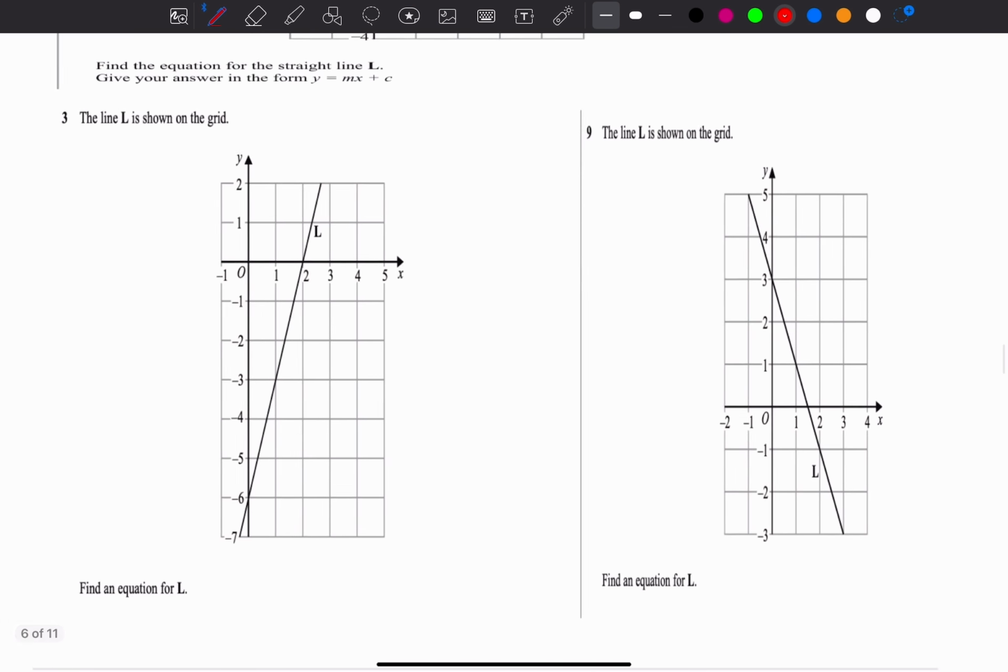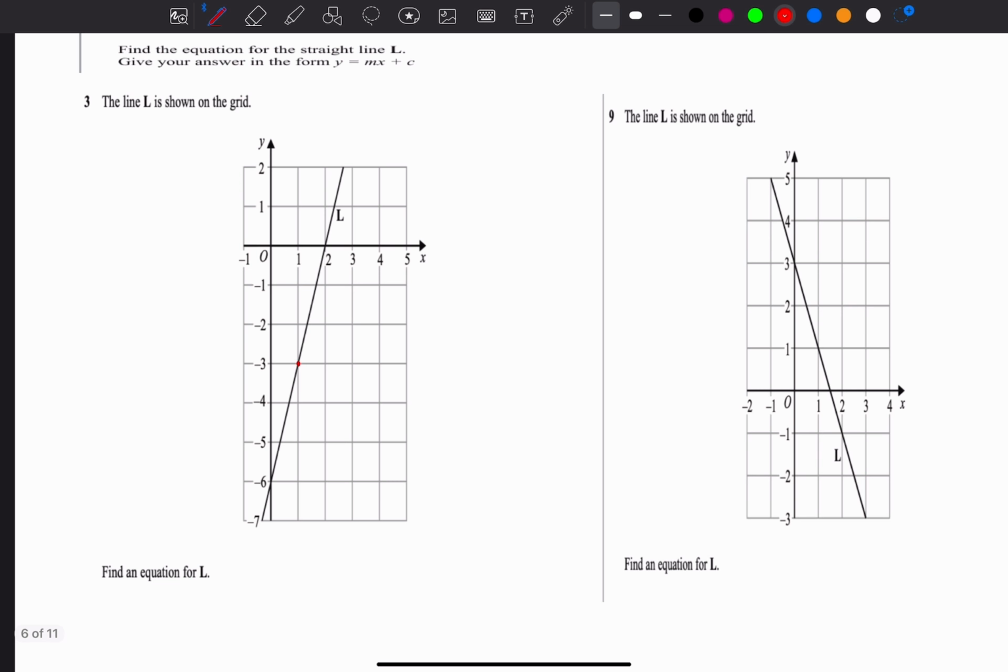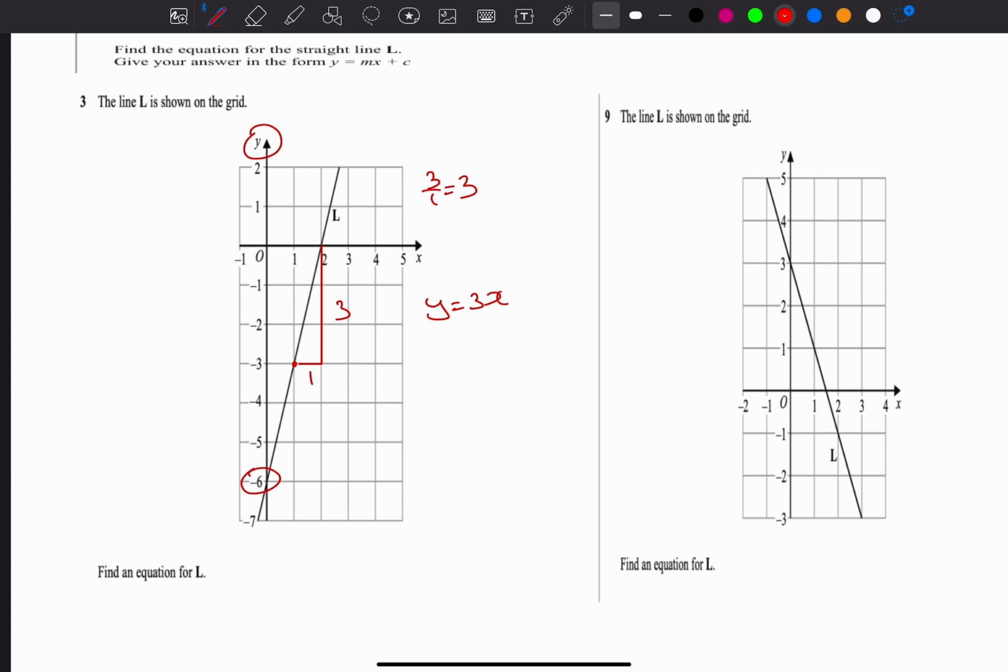Next one, this one. That's a good point it crosses. That's probably another good point it crosses here and there. 3 and 1, so 3 divided by 1, just 3 anyways. Y equals 3x, and where it crosses your y-axis, what number does it cross with? Minus 6. Y equals 3x minus 6.